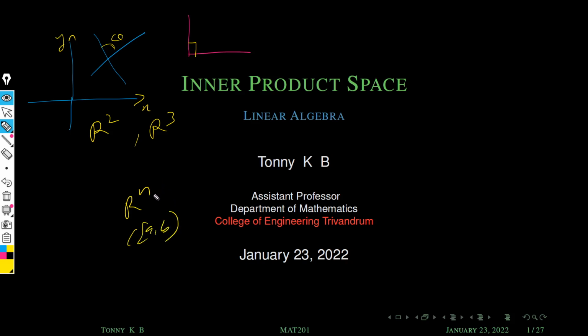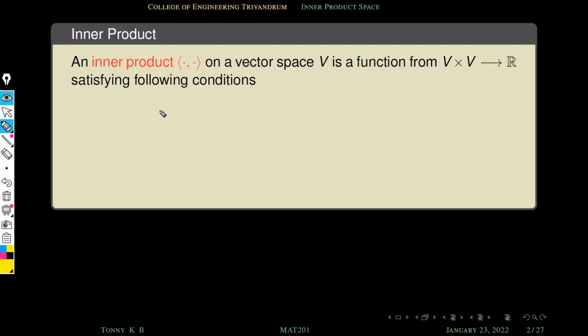Suppose in a general vector space, the inner product defines this concept of angle and perpendicularity. Okay, the definition of inner product. An inner product is denoted by these two brackets, and this dot stands for two elements. Inner product between two elements is denoted like this.